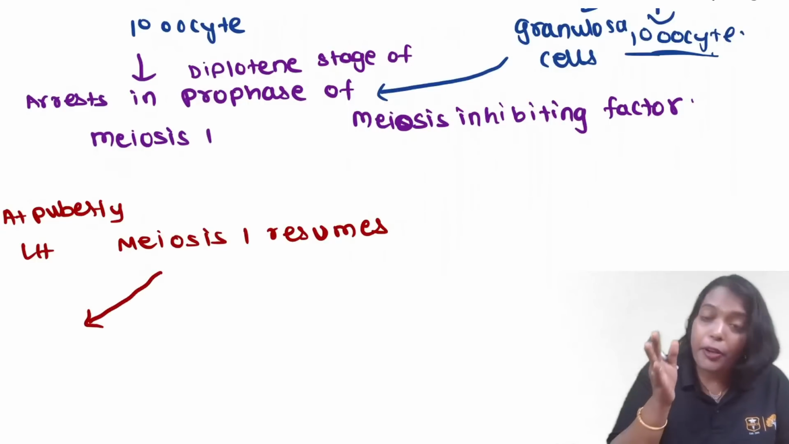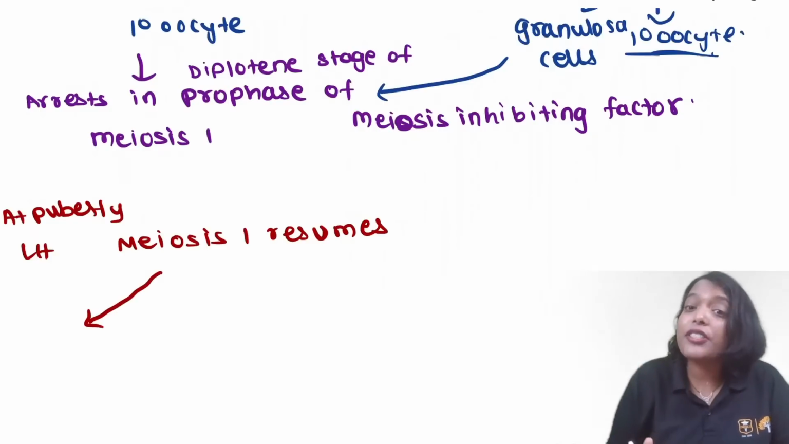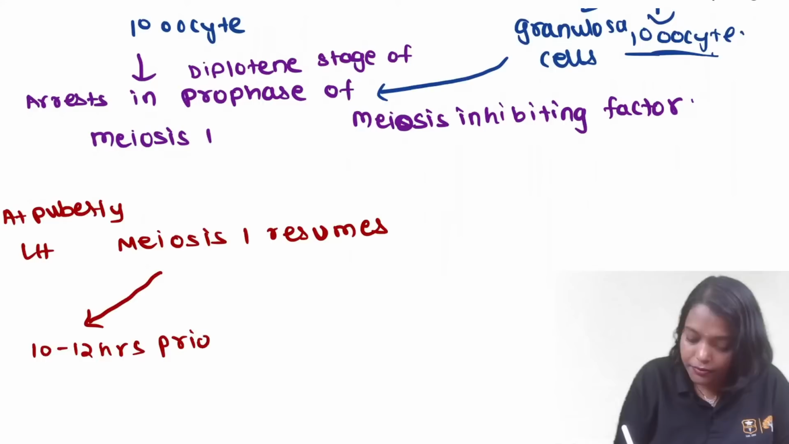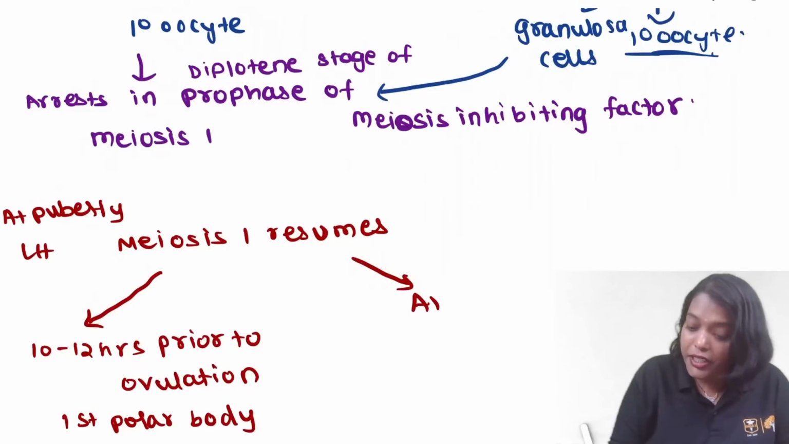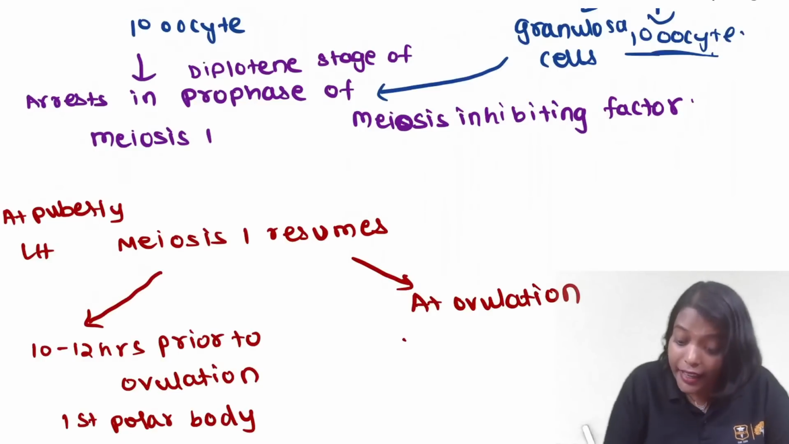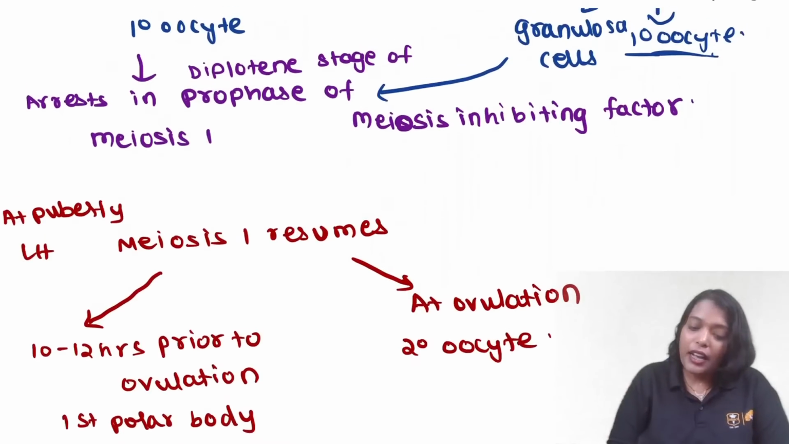We all know that meiosis 1 is a reduction division. The number of chromosomes will become half. So the primary oocyte will first release one small cell called the first polar body. 10 to 12 hours prior to ovulation, it releases the first polar body. And at ovulation, it releases the secondary oocyte. Now I want you people to tell me, what is the other name for secondary oocyte?